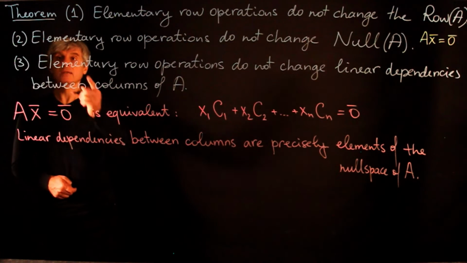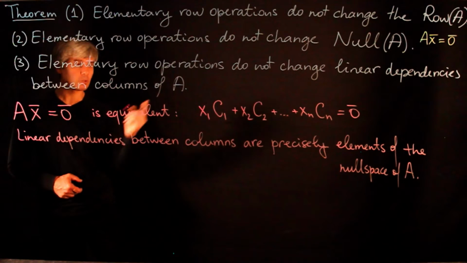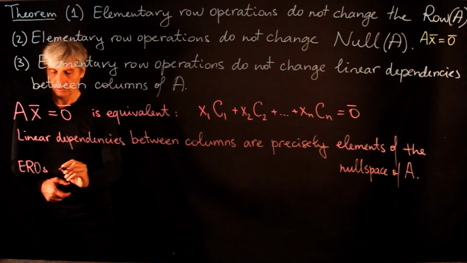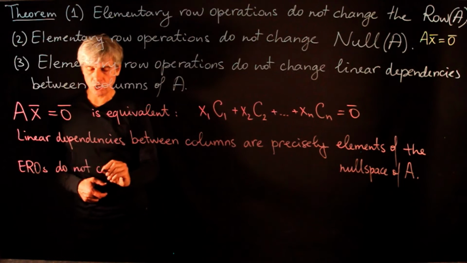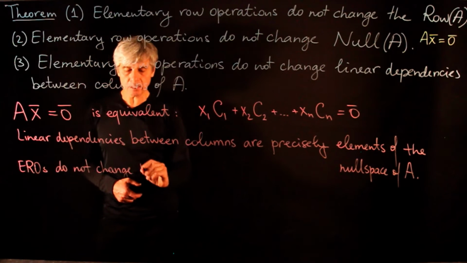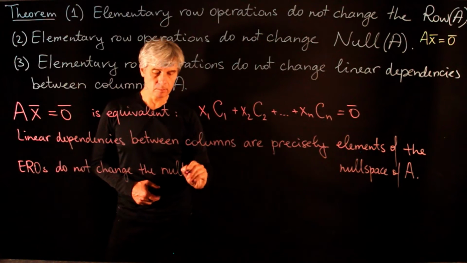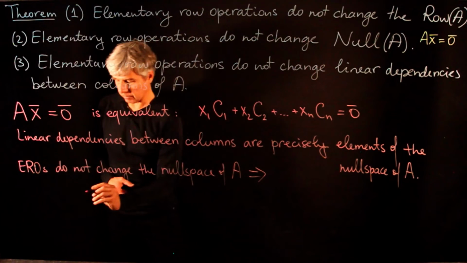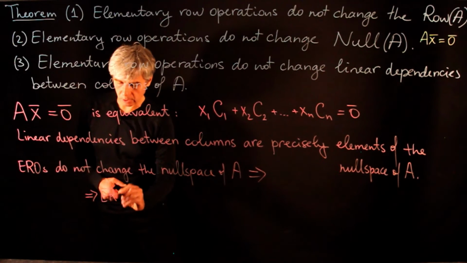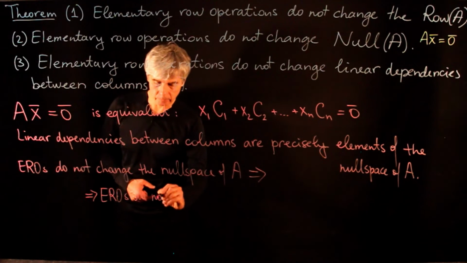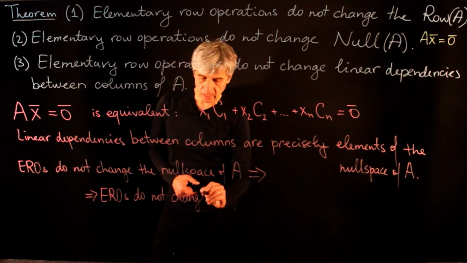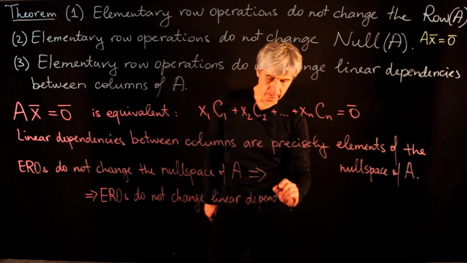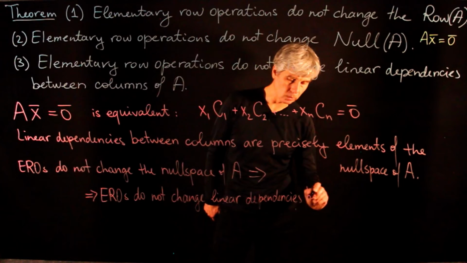And since we know that elementary row operations do not change the null space of A, this implies that the same elementary row operations do not change linear dependencies between columns.